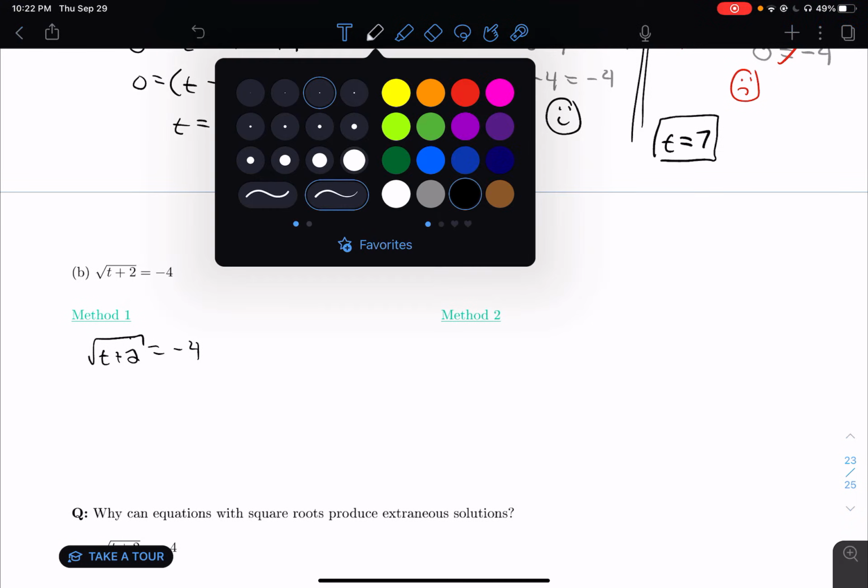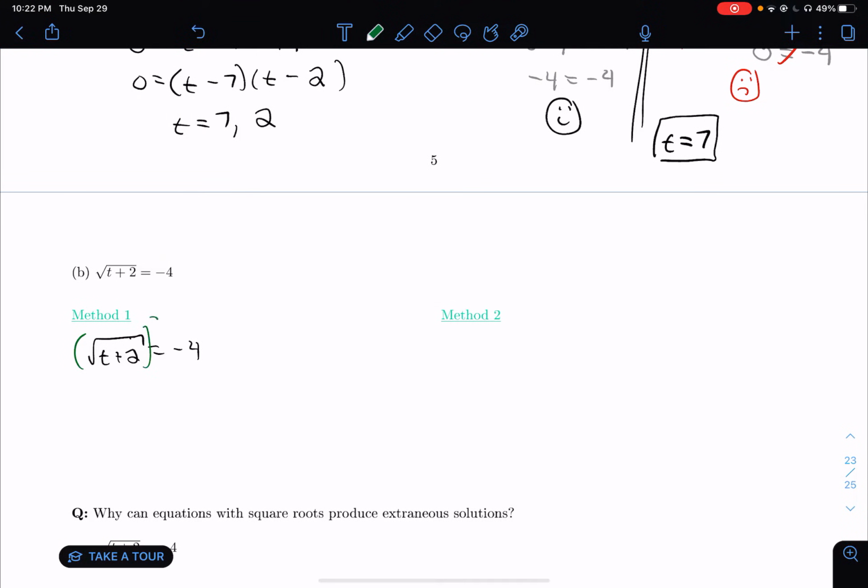Square this side and square this side. So on the left, it'll cancel the root and give me t plus 2. And then -4 squared, that's going to be 16. Okay, and then if I isolate the t, if I subtract the 2, I get t equals 14.